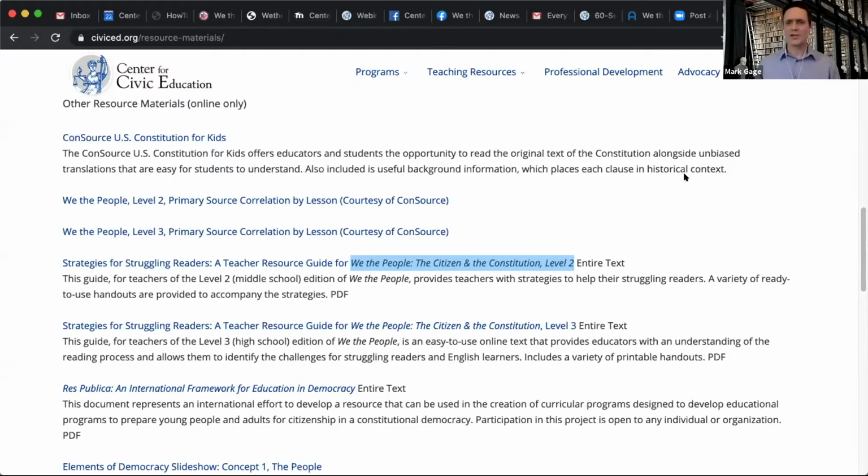So this page is the strategies for struggling readers. I'm just showing you where it's found here in our resource materials section. That was what Maria was just talking about.